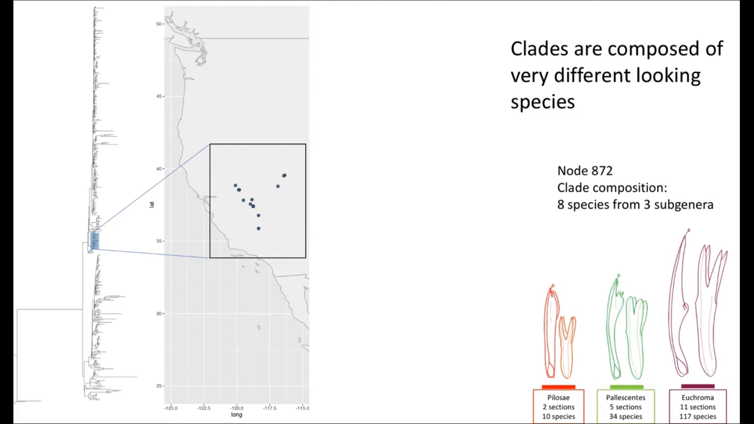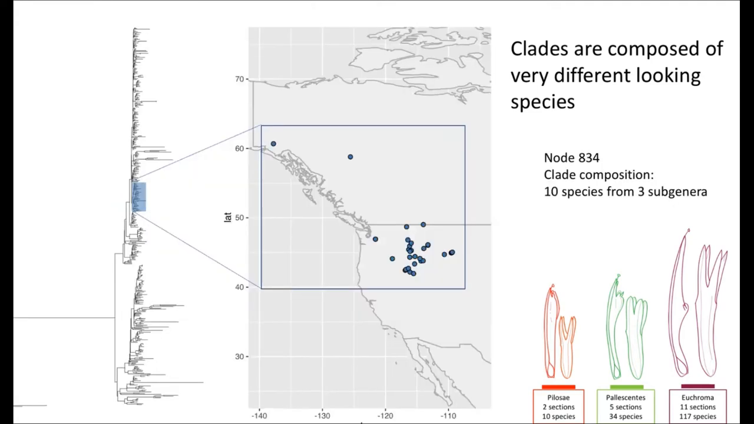And these species represent 3 of these different morphogroups. And they're relatively close to one another in geographic space. This is a pattern that we see all throughout the phylogeny. And another really great example of this is just a few nodes up. That's node 834, composed of 10 different species from 3 different subgenera. And again, these are mostly confined to the Pacific Northwest with a few little stragglers up in the northern part of the continent.